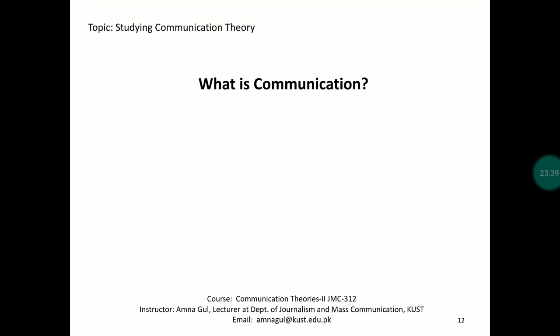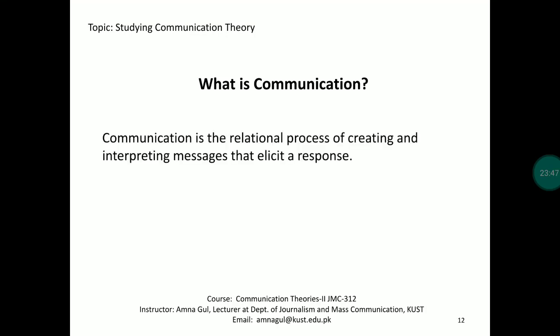Now, having said that, we said we'll be discussing what communication is, and we need to relate it with theories. Communication is the relational process of creating and interpreting messages that elicit a response. As yet, no single definition has risen to the top and become the standard within the field of communication. When it comes to defining what it is we study, there is little discipline in the discipline of communication.